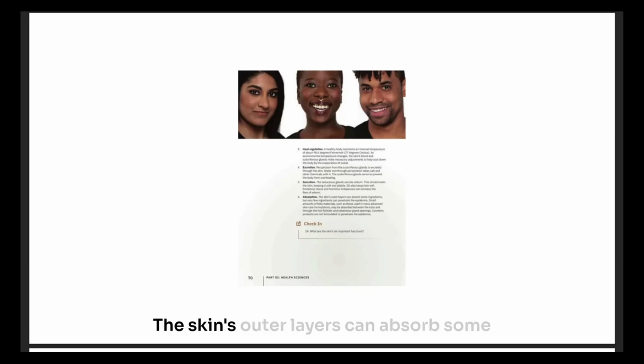Absorption. The skin's outer layers can absorb some ingredients, but very few ingredients can penetrate the epidermis. Small amounts of fatty materials, such as those used in many advanced skincare formulations, may be absorbed between the cells and through the hair follicles and sebaceous gland openings. Cosmetic products are not formulated to penetrate the epidermis.